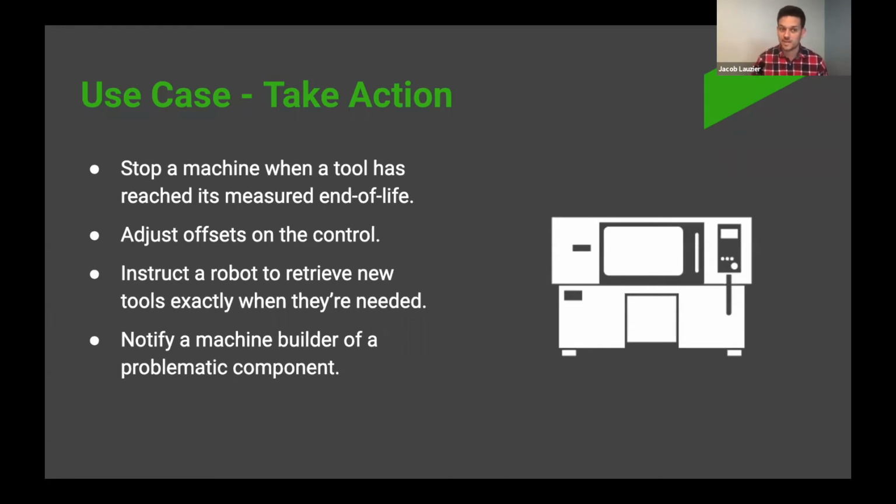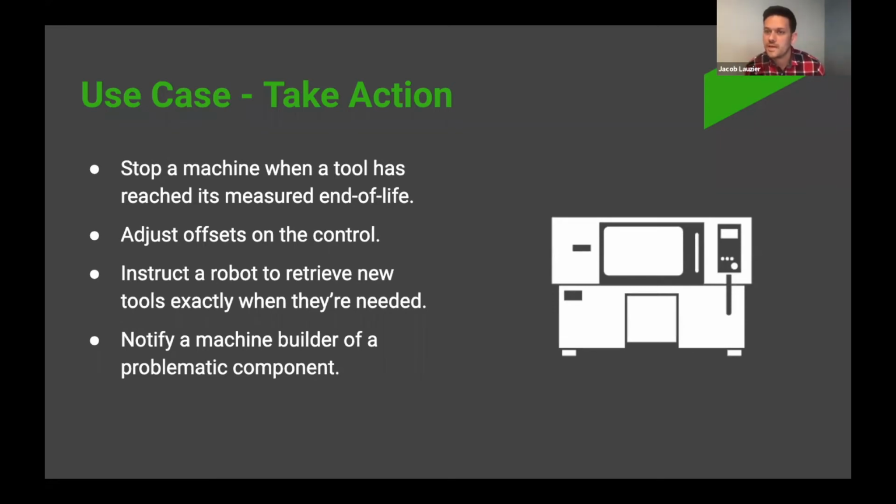Some examples are to stop the machine, as I said, we're doing with one of our customers, but you can also change the offsets on the control if tools start to wear a little bit and parts approach being out of spec. Maybe even instruct a robot to go and retrieve new tools exactly when they're needed and bring them to the station so that the operator doesn't have to go find them. And then notify a machine builder of a problematic component. Recognizing that, you'll be able to speed up the repair of a piece of equipment and reduce downtime.